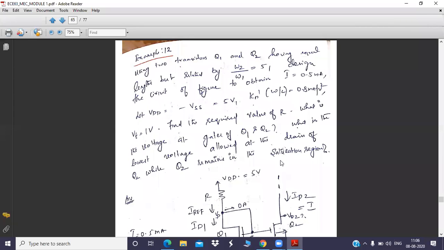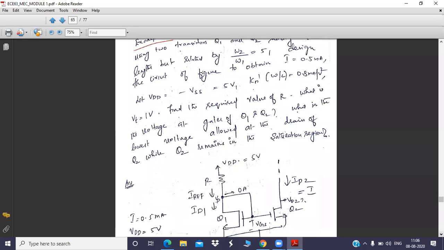So it is given that we need to maintain Q2 in the saturation region. And what is the condition of the saturation region? VDS is greater than or equal to VGS minus VT. Once you apply a drain to source voltage which is sufficiently greater than VGS minus VT, you can ensure that your device is in saturation. Otherwise, if VDS is less than VGS minus VT, your device will go into the triode region, which is not acceptable for linear amplification. Understood? Here, the condition is that Q2 remains in the saturation region.